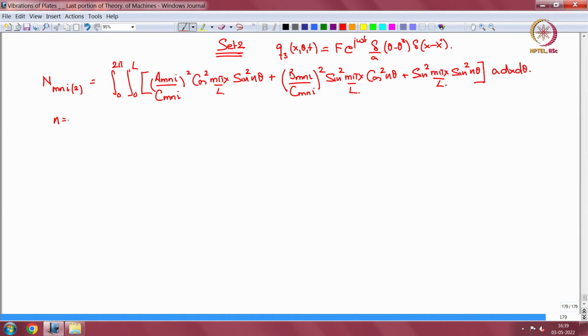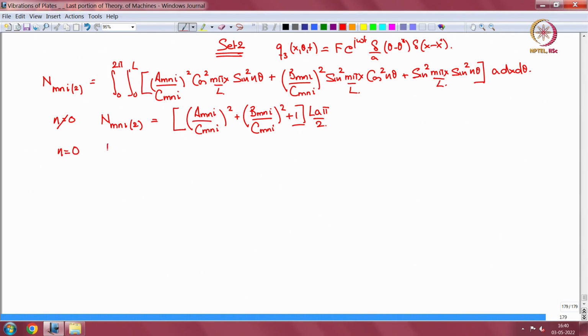Okay. Now for n not equal to 0 we get n m n I second set as the same a m n I by c m n I squared plus b m n I by c m n I squared plus 1 into L a pi by 2, and for n equal to 0 we get n m 0 I 2 as b m n I by c m n I whole squared L a pi.